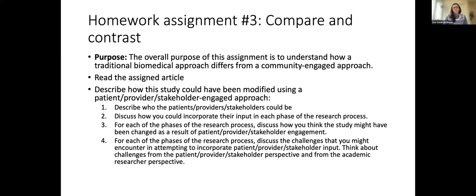Okay, the third homework assignment is called Compare and Contrast. The purpose of this assignment is to understand how a traditional biomedical approach for research differs from a community engaged approach. So we give you a reading and then we'll ask you to think about how the study might be modified if patients or other stakeholders were involved in the research. And I give you some detailed instructions on how to go about doing that. We'll talk more about that when we get closer to that assignment.